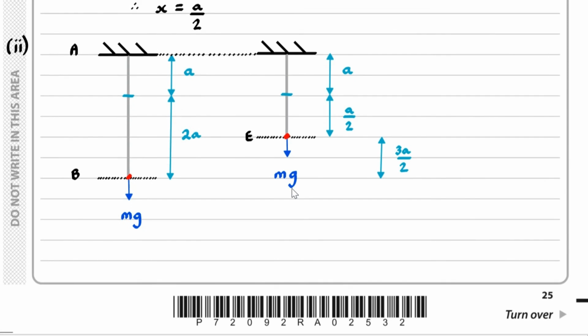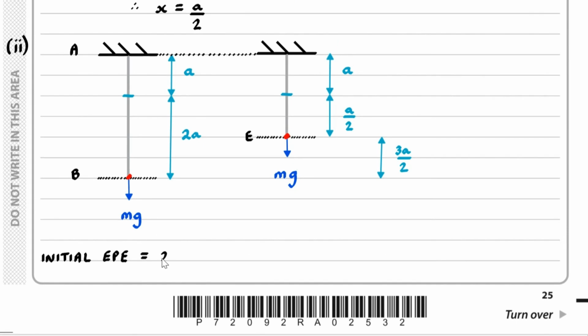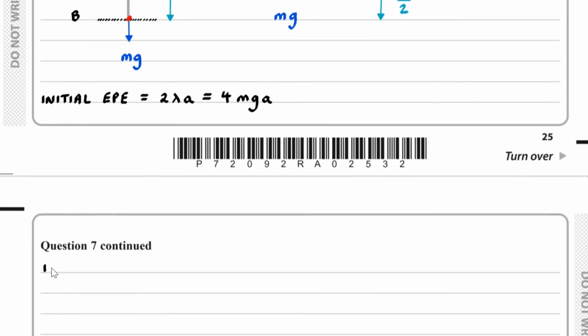So now let's work out the initial elastic potential energy. Well, the initial elastic potential energy at B, well, that will be 2 lambda A, and we know what lambda is, that's 2mg. So we have altogether 4 mga. Now at B it's at rest, so the initial GPE is 0 and the initial kinetic energy is 0 if we take B to be our 0 level.